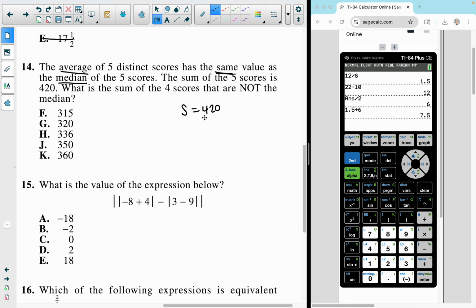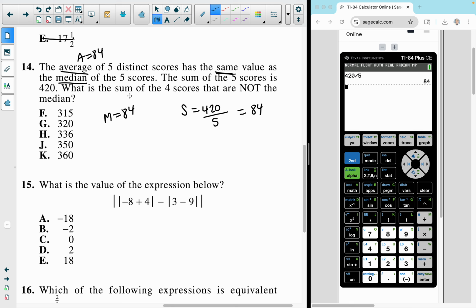So if we know that the sum is 420, the average is the sum divided by the number, which was 5. So 420 divided by 5 is going to be 84. So our average is equal to 84. But it says it has the same value as the median. So therefore the median is also 84.